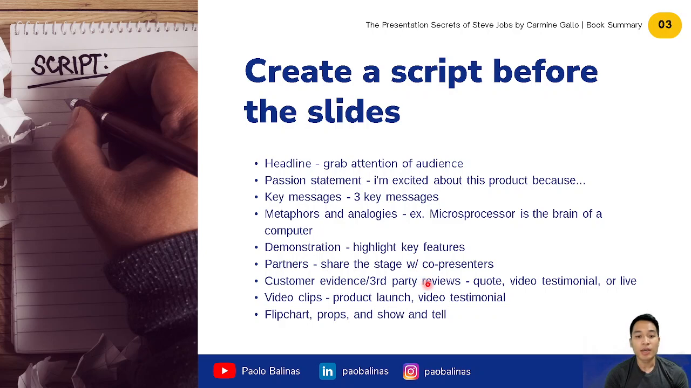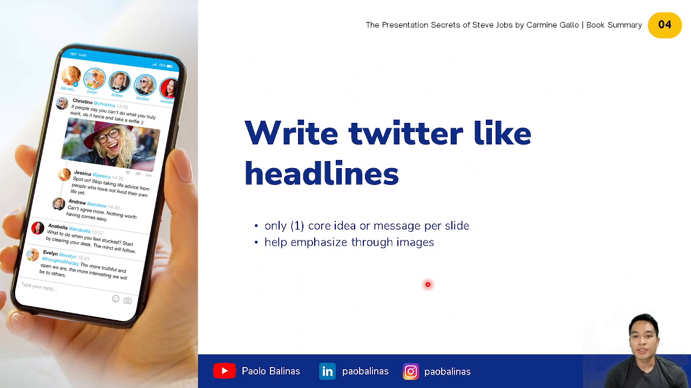Next is third party and customer evidence. What better way to actually win the minds of people than by showing past customers or existing customers who are happy using your products? Next is make it interactive: use of video clips, video testimonials, and even props to highlight what you want to present during the allotted time given to you. The next key takeaway is write Twitter-like headlines.